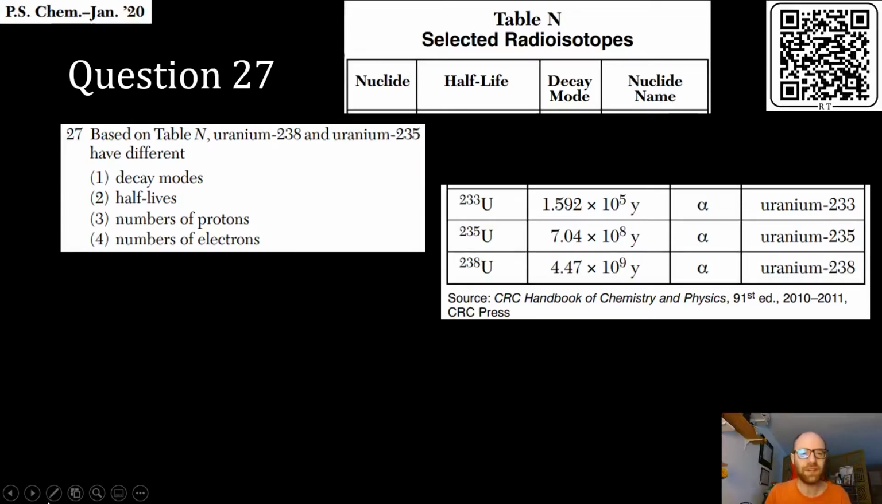All right, we're wrapping things up. We're on to nuclear chemistry. Based on Table N, I've copied the relevant information here. We're looking at uranium-238 and 235. That's these two here. We're looking for what's different.